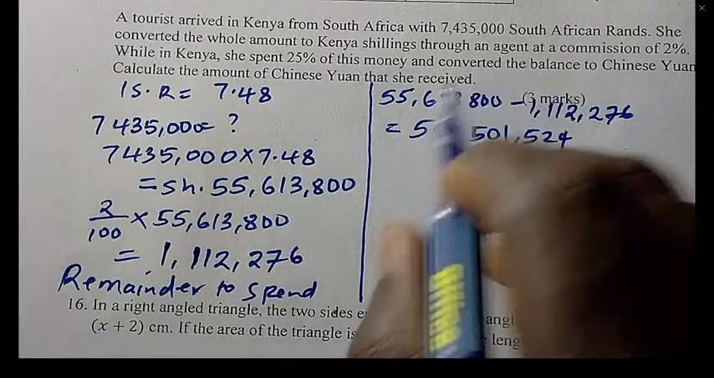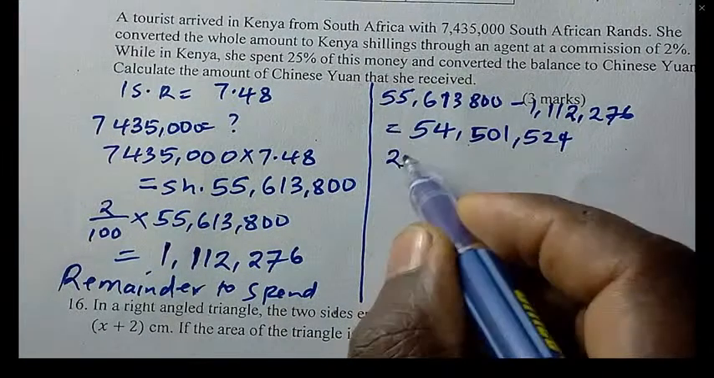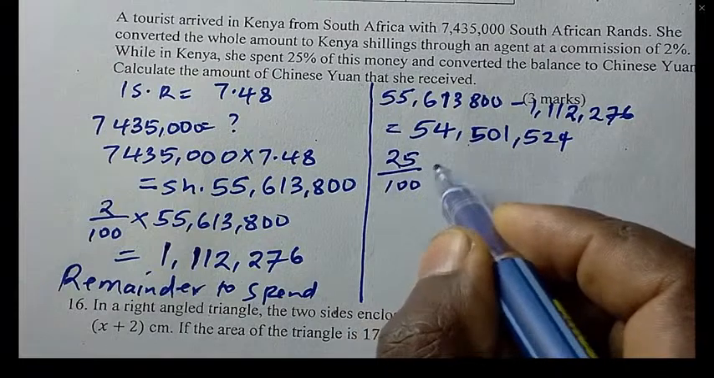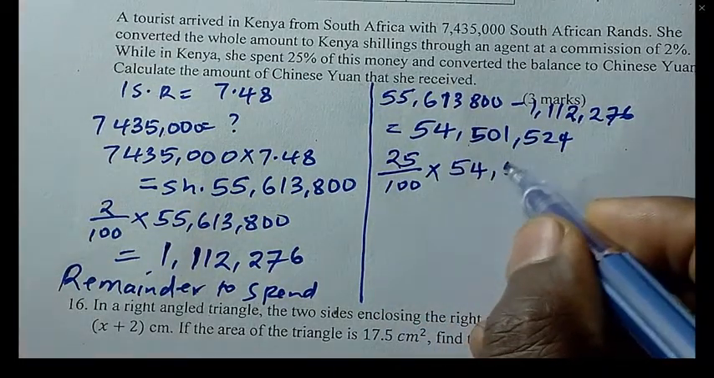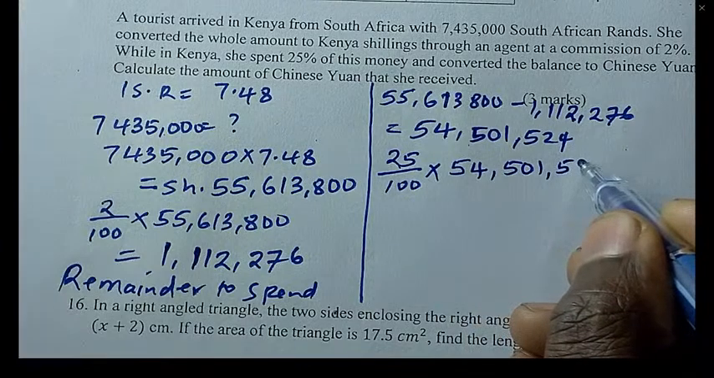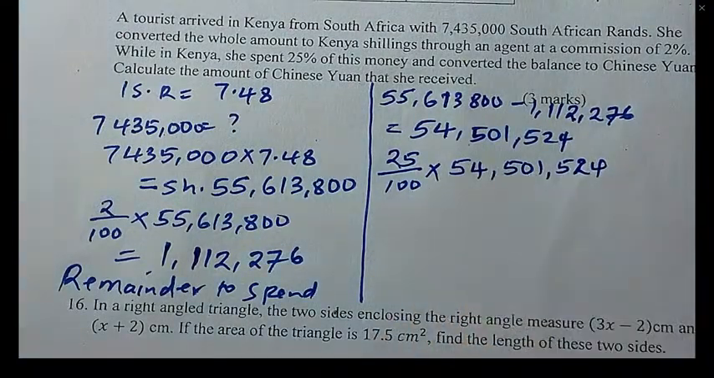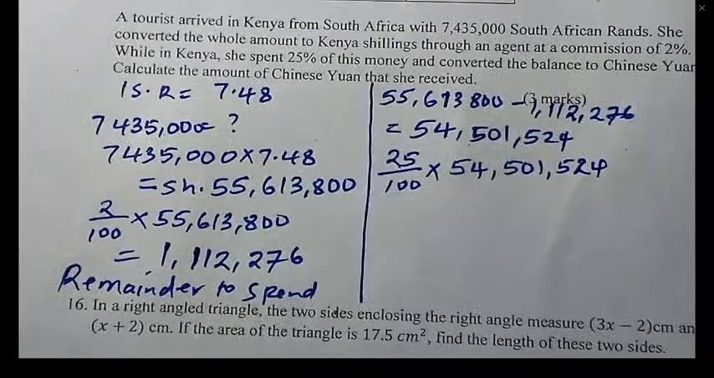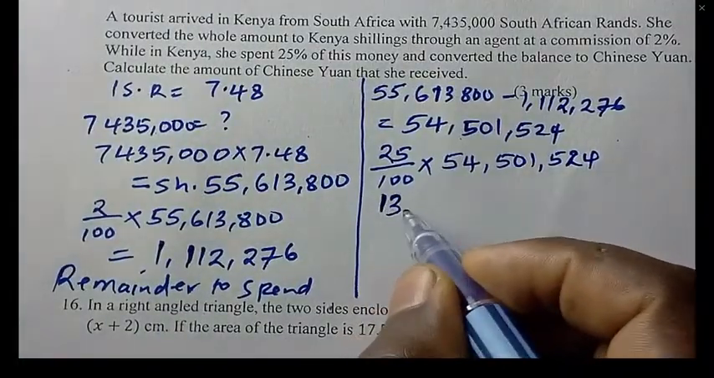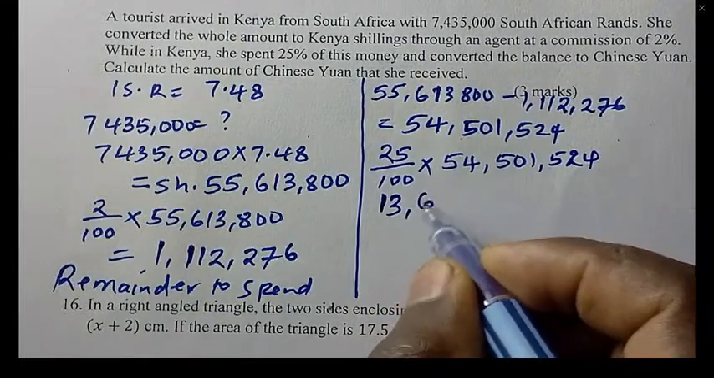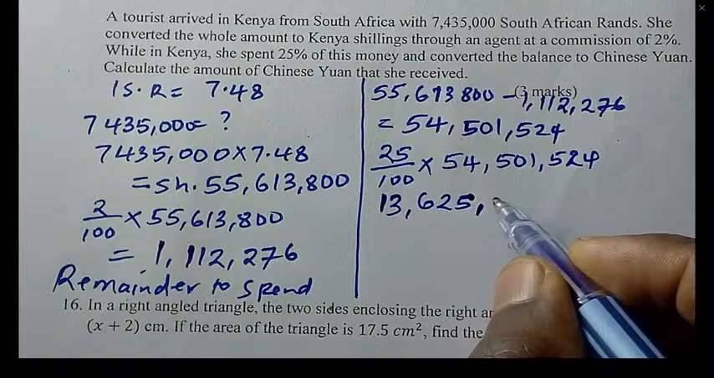And then she spends 25% of this money. So 25 over 100 times 54,501,524. This is the one that was spent. So what is remaining after that? So you will see that she spent 13,625,381. That is what she used while in Kenya.